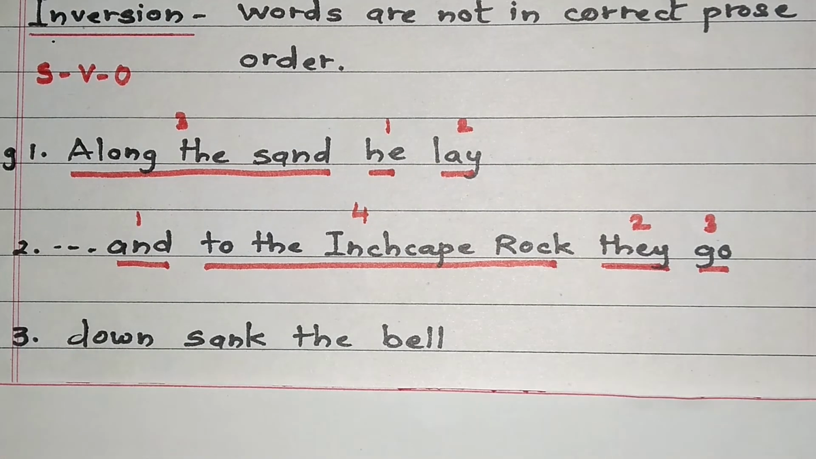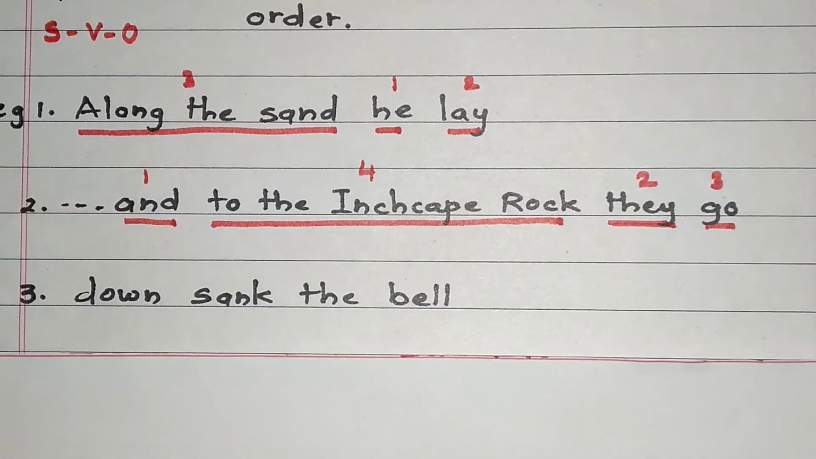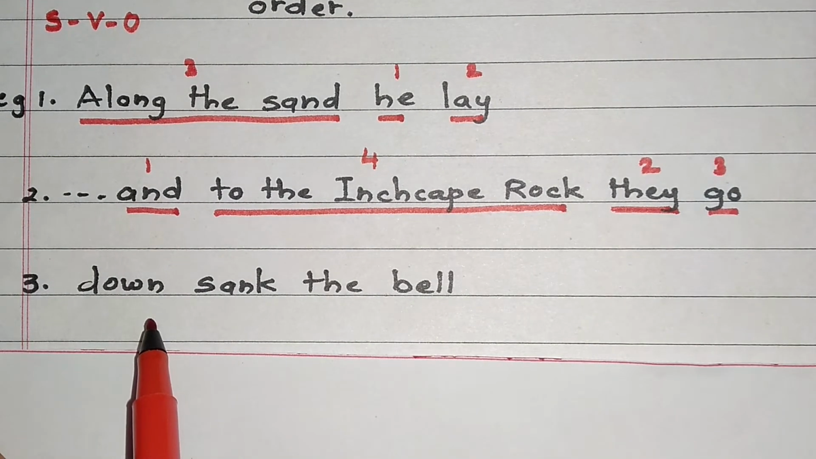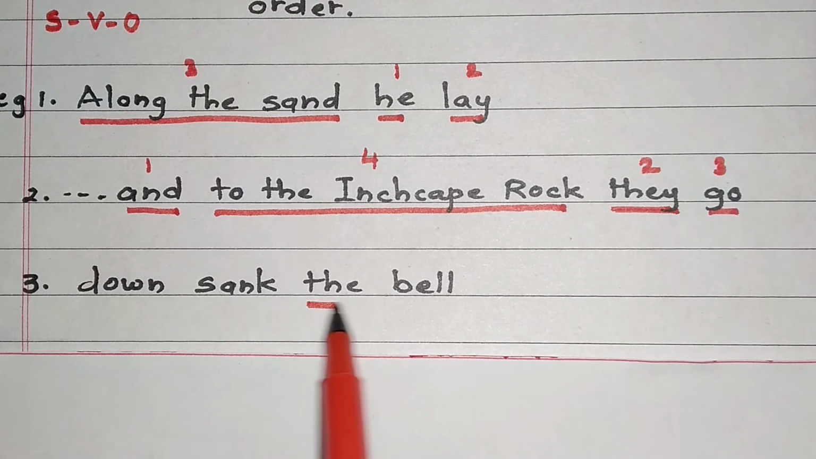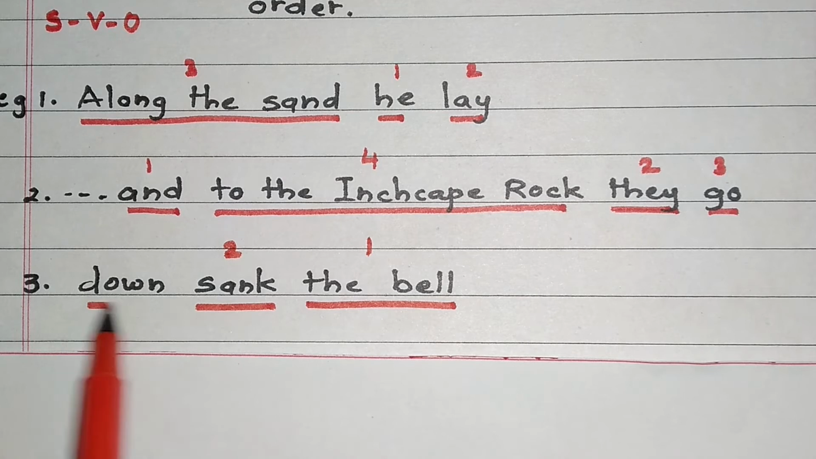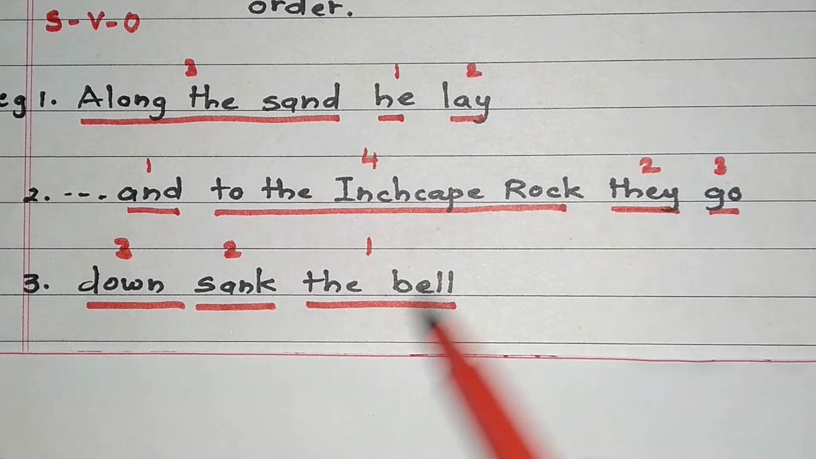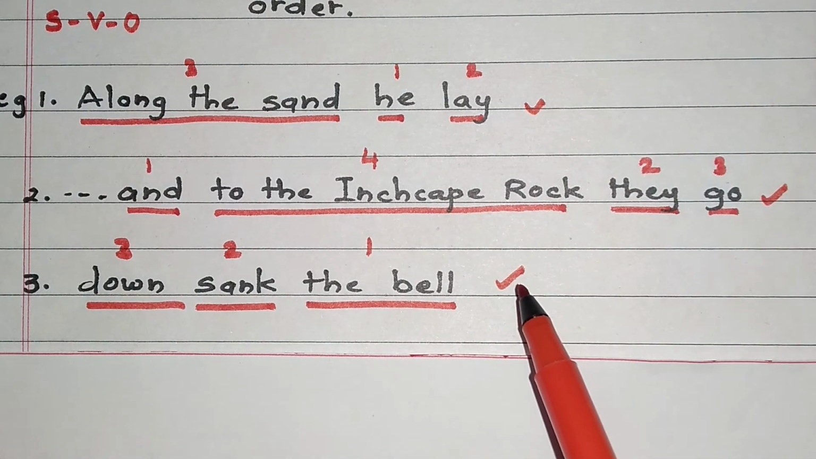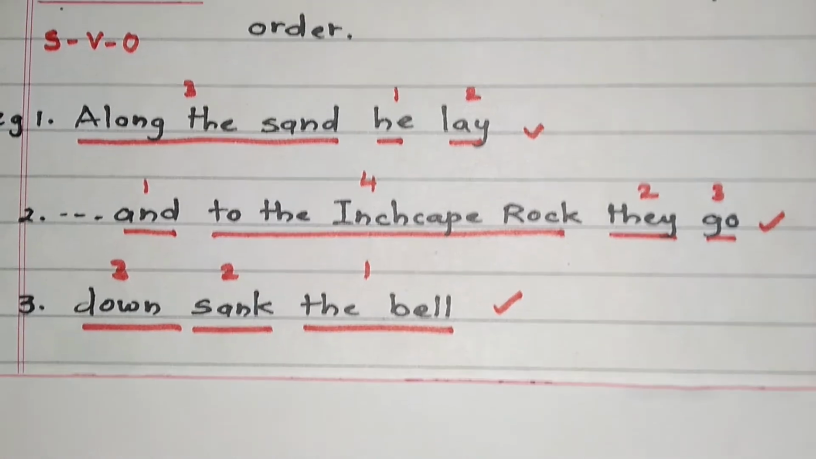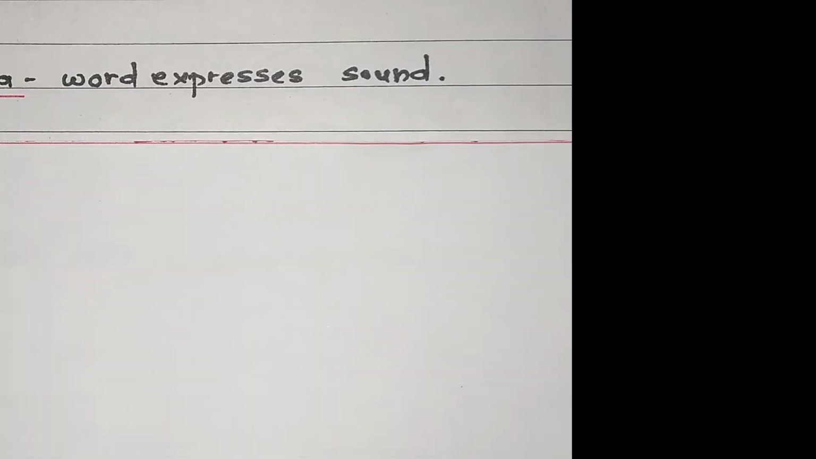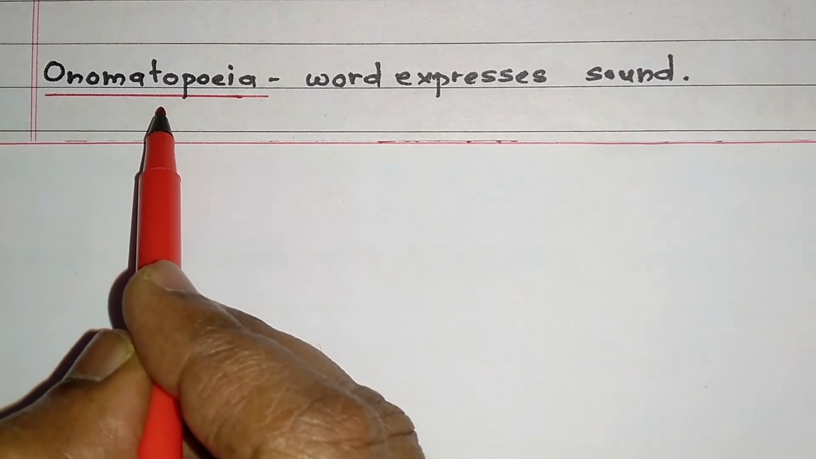Next example, down sank the bell. Here, friends, the correct prose order should be the bell sank down. And so, in all these 3 examples, the words are not in correct prose order, and therefore the figure of speech is inversion. Next figure of speech is onomatopoeia.